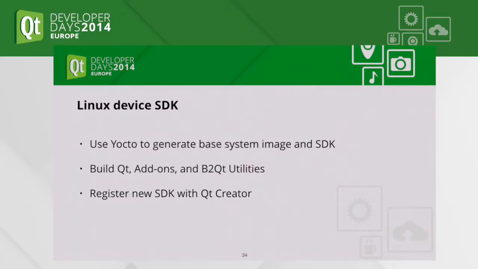Then we take that Yocto SDK and run another script outside of Yocto that actually generates and builds Qt, the extra add-ons I mentioned earlier, and any of the utilities that we use in the Boot to Qt stack. And then that gets combined with the base system image to become the final image that you'll actually use from Qt Creator and flash to the device. So you'll get yet another SDK and image. And then the third stage, the simplest stage, is just registering the SDK with Qt Creator. It's a very simple script. I'll show you one line step, and then everything just works inside of Qt Creator.